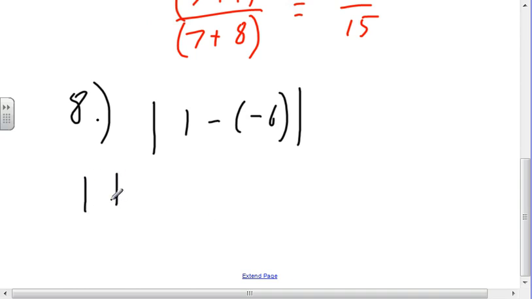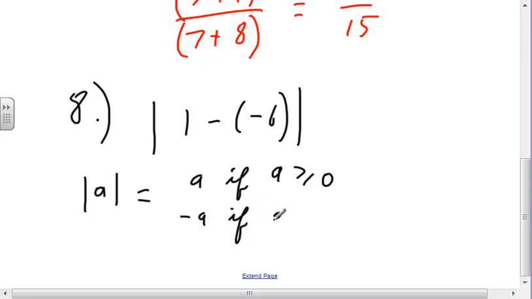The absolute value of A. Does that look like an A? Yeah, that's better. Absolute value of A is going to be equal to A if A is greater than or equal to 0, and it's going to equal minus A if A is less than 0.